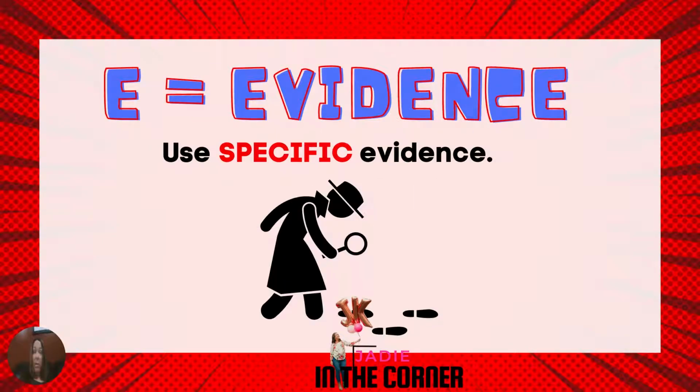E is for evidence. Remember, you must be specific. Don't speak about all of the text, all of the film. Get a specific scene. Don't talk about all of the ways that codes and conventions are always used. Be specific. And E is for evidence.